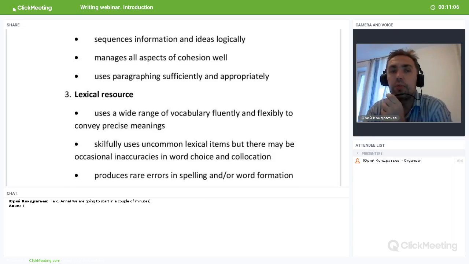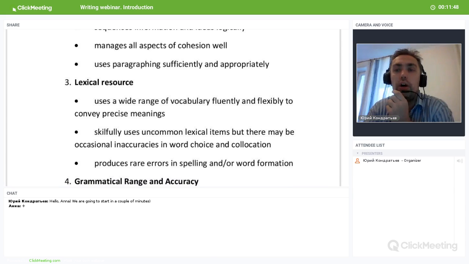Lexical resource. So, uses a wide range of vocabulary fluently and flexibly to convey precise meanings. You're writing on a specific topic and you can demonstrate the ability to express yourselves using different synonyms. So, if you're writing about doctors and medicine, you shouldn't write doctors, doctors, doctors all the time. You can also say, well, at least doctors and nurses, medical professionals, medical practitioners, medical experts, medical specialists, at least like this. Right, skillfully uses uncommon lexical items, but there may be occasional inaccuracies in word choice and collocation.